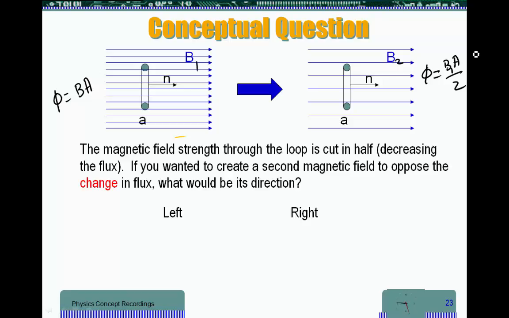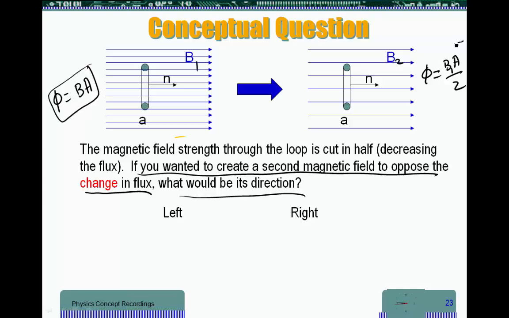Now the question is asking if we want to create a second magnetic field to oppose the change in flux, what would be the direction of that second magnetic field? Now here, what happened to the flux? It decreased from B1A to B1A over 2. To oppose the change in flux, I need a magnetic field that's going to supplement this flux here. So I need a magnetic field in the same direction of B1 or B2.